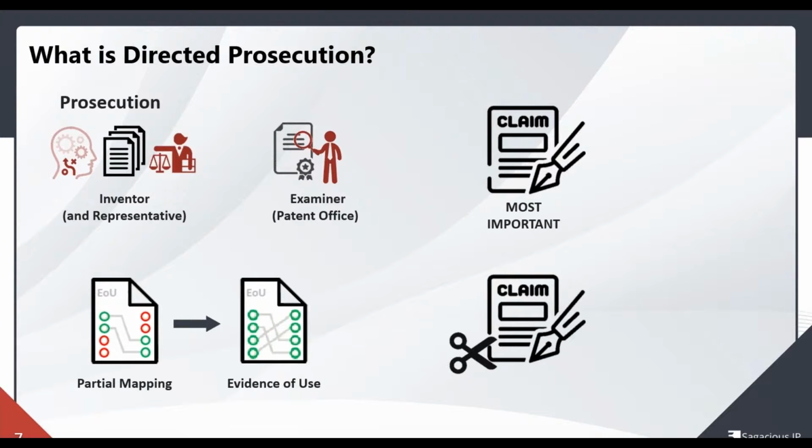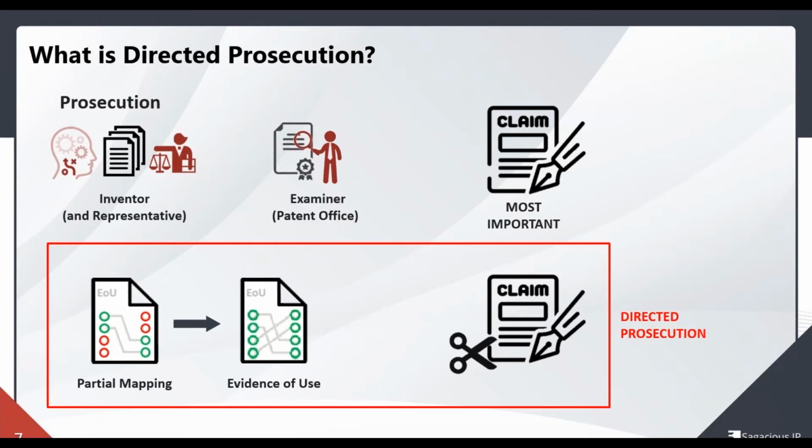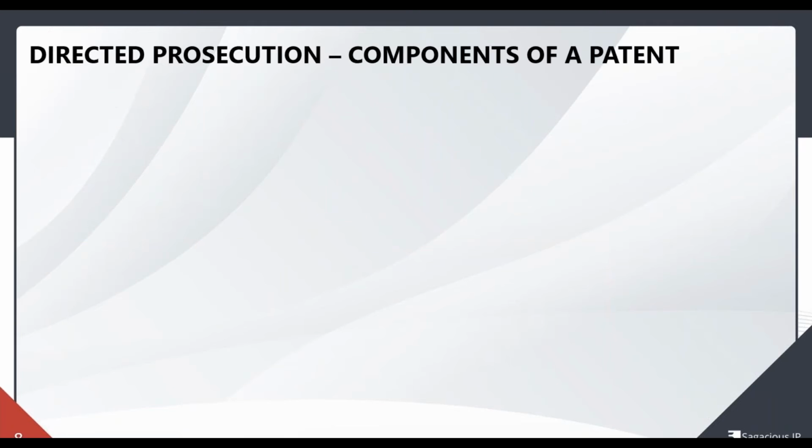To do that, what you need to do is to trim the claims a bit, or probably modify the claims a bit with respect to what is mentioned in the product documentation. And this complete exercise is known as directed prosecution, wherein you direct the prosecution in order to ensure that the end result, the EOU that you produce, is something using which you can prove infringement by your competitors as well.